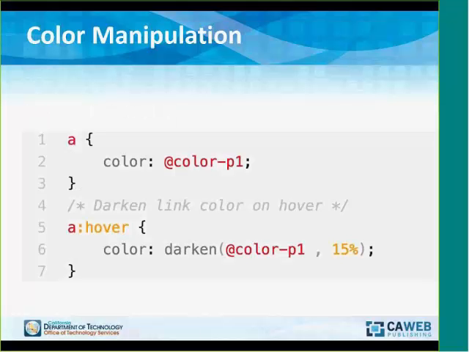It's like magic almost. So here's a practical example of that, and this is sort of my use case. Here you have an A tag, and it says its color is this color P1. And you want to darken it. So you say darken color by 15%. And it just does that math for you, calculates it out, and it compiles down to your CSS.